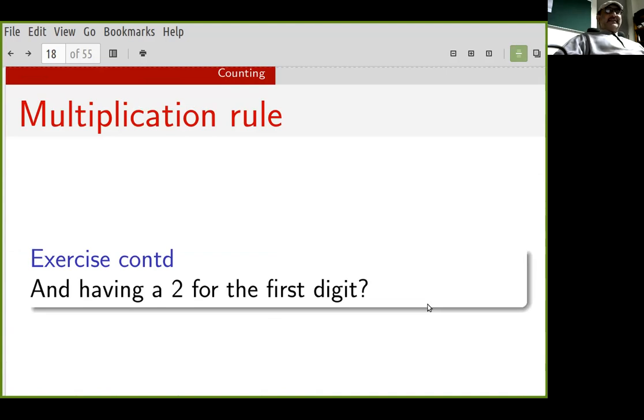And then for the second step, I can pick the numbers 1 through 9, but I'm not allowed to use 2 again. So there are 8 left over. So there are 8 ways of performing the second step. 1 way of performing the first step, 8 ways of performing the second step. So 1 times 8 is equal to 8 possible outcomes for this experiment.